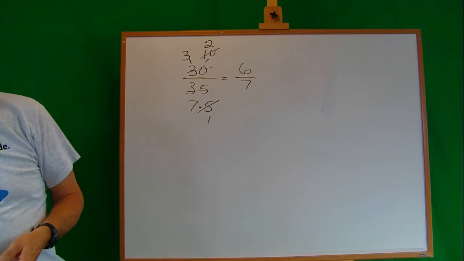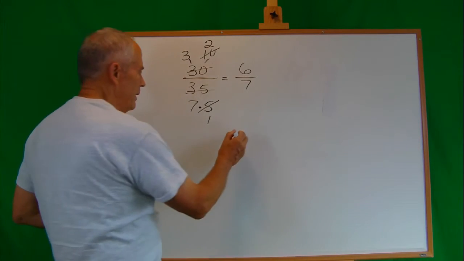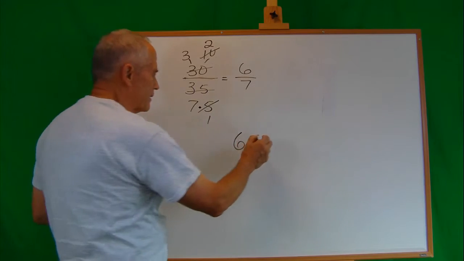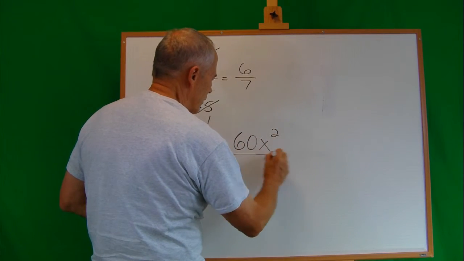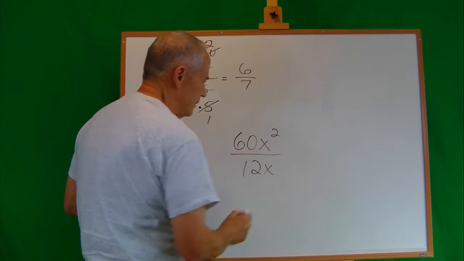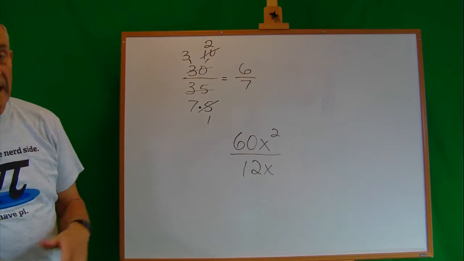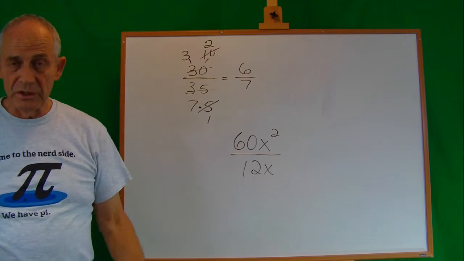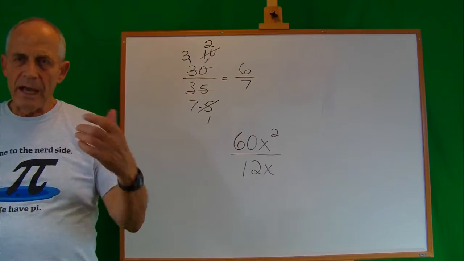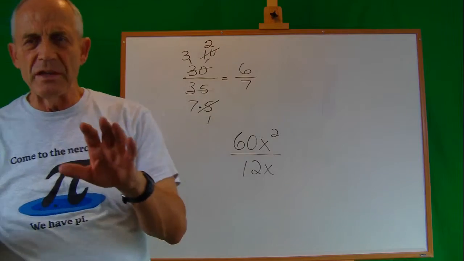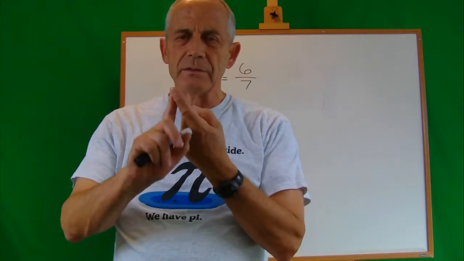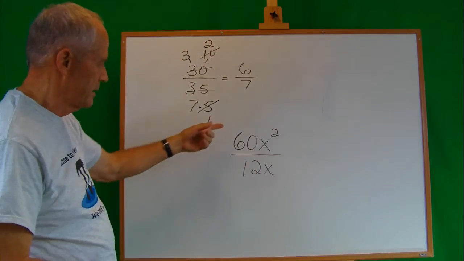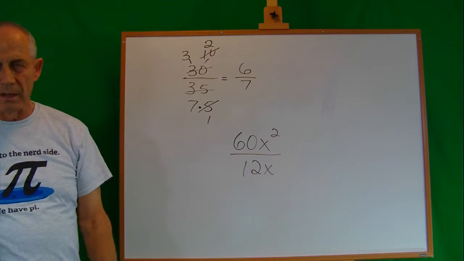Okay, let's try another one. 60x squared over 12x. Okay, they have variables in there. Now I know that, but remember that a variable is just a number. When you have numbers and variables together, let me suggest to you that what you want to do is look at the sign first, then do the numbers, then do the variables. So we're going to look at these two right here, the 60 and the 12.